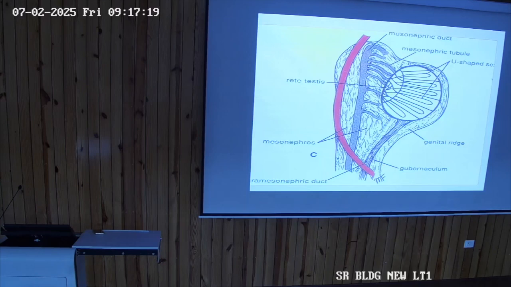Any idea? Are they developed in the scrotal region? No, they are developed in the abdomen and they have descended to the scrotum. So the path which they have followed during their descent is the inguinal canal. So that is why this canal is formed. They have developed in the abdomen, descended through the inguinal canal, and they have reached the scrotum.